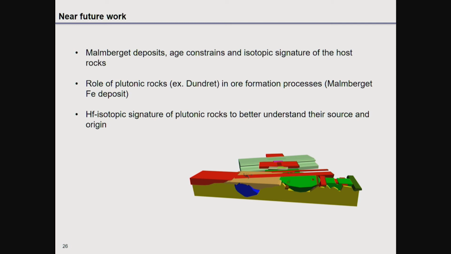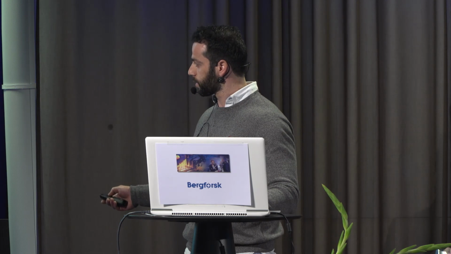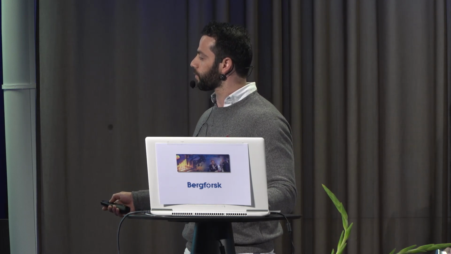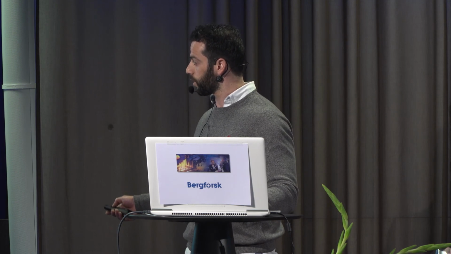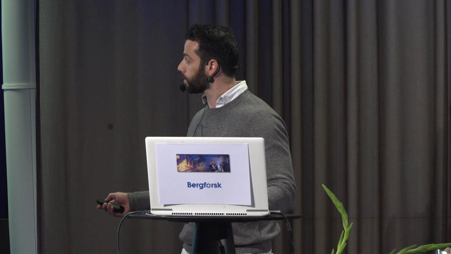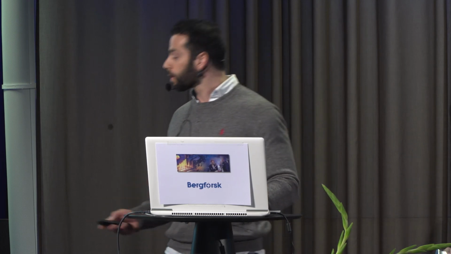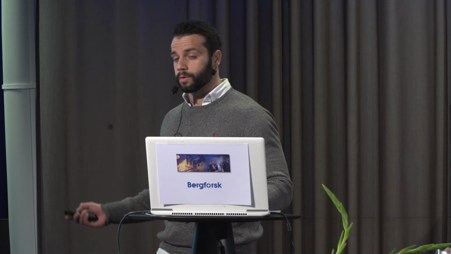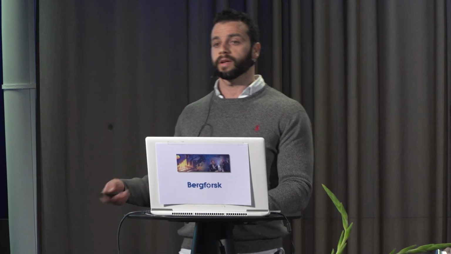For instance, this is part of a 3D model of the Gällivare area, where you have the dendrite here, and you can nicely see the extent of it towards depth, and kind of a model for the Malmberget deposit. I'm interested to see what their relationship is at depth, and I will also continue with hafnium isotopic signatures to see their source. So this is what I'm doing, and all this is getting important when you're doing 3D and 4D models.